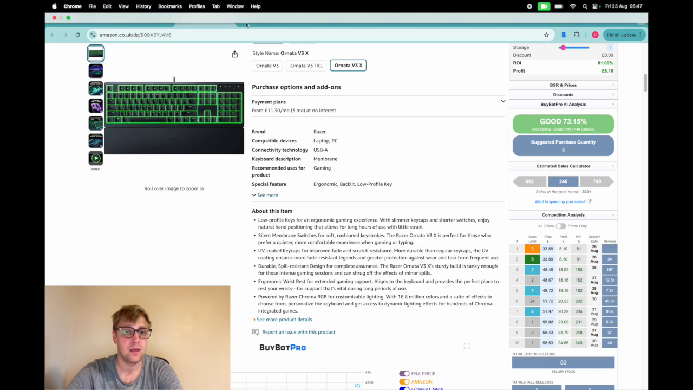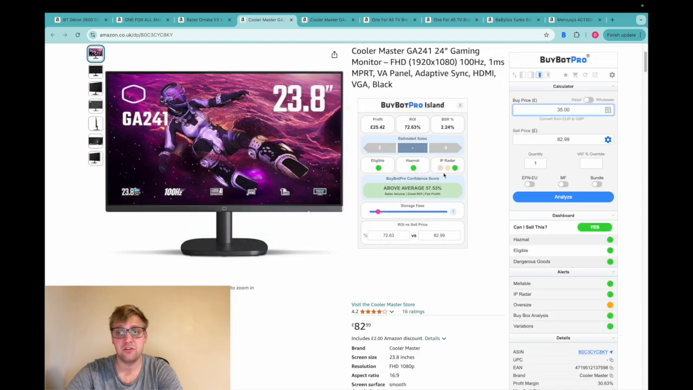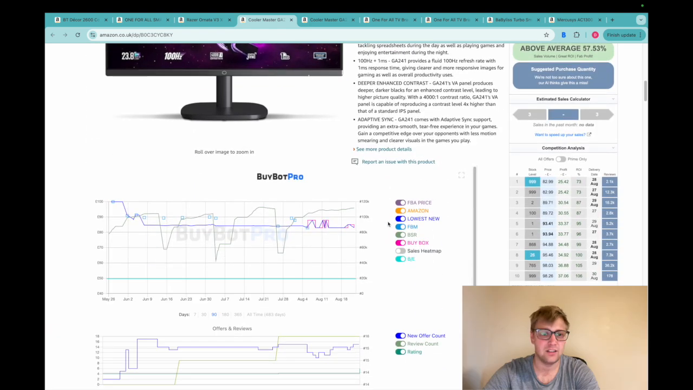So I don't have any concerns about this one. Managed to pick up this gaming screen for £35. Again, selling for £82.99, £25 profit here, 72% return on investment, a bit slower selling, with the confidence score still above average in green. So scrolling down, I can see the chart is a bit up. You can see this product is a bit slower selling. However, it's still selling. So for the right price, I'm not concerned this product is going to sell, probably before Christmas.